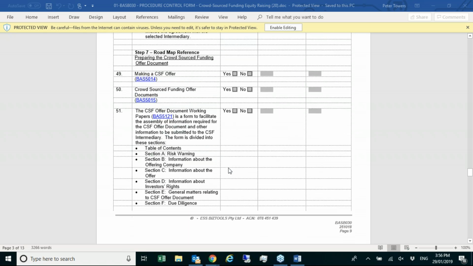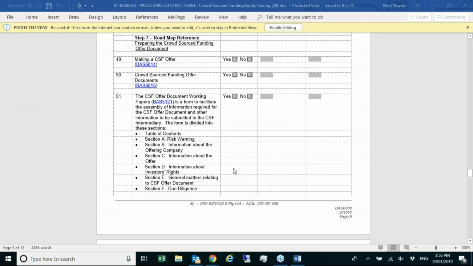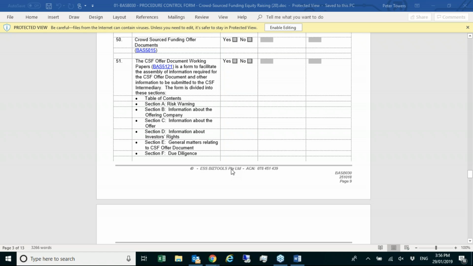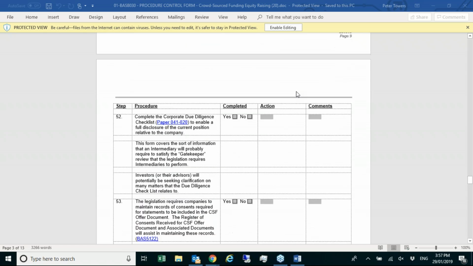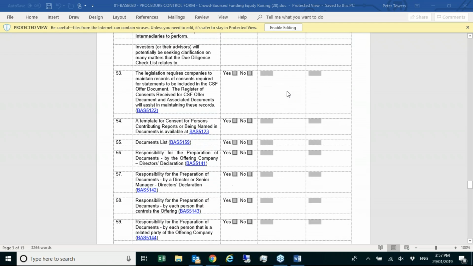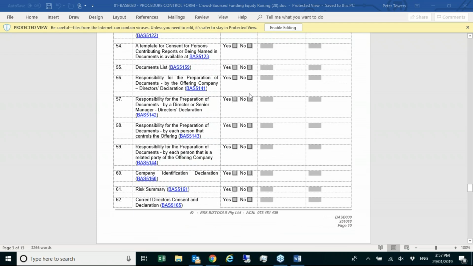So this then takes you through the process that we then go into the preparation of the crowdsource funding offer document. This is the big task for you in making sure this is all put together in accordance with the legislation. The intermediary will definitely want an input into this because they want it to be very attractive and a very promotional document if they've agreed to take on your client. Okay? So you can see what we're doing there. We're working through the process.